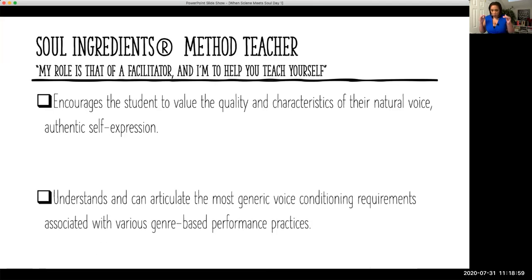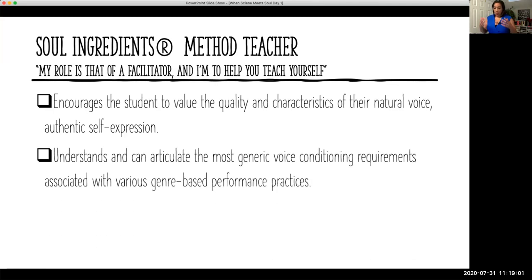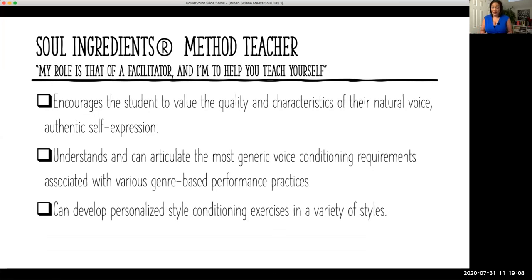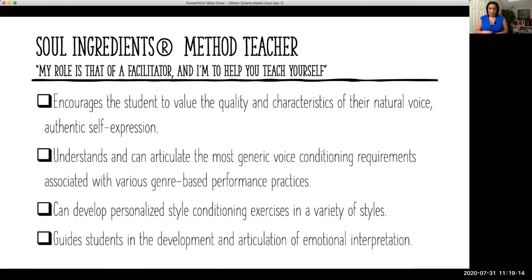At the basic of our teaching, we want to encourage the student to value the quality and characteristics of their natural voice and authentic expression. A soul singer is someone that is ready to emote their natural self, using the style characteristics based on the genre that they're singing in.